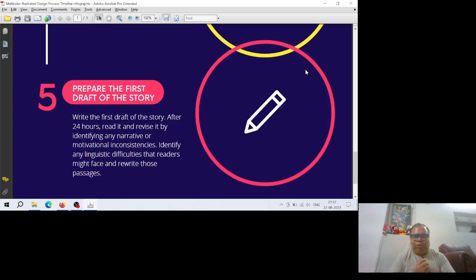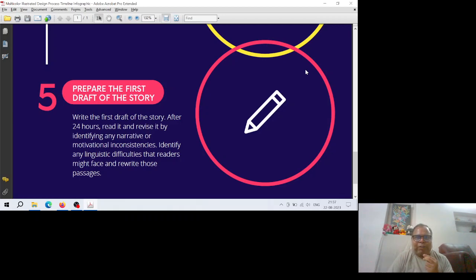to read the story after like 24 hours, so that you can yourself find out what are the internal inconsistencies, be it motivational, be it narrative, and so on and so forth. So after 24 hours, read your own story, and you'll be able to find out at what point of time the story falls apart, or whether it actually moves ahead in a smooth manner.